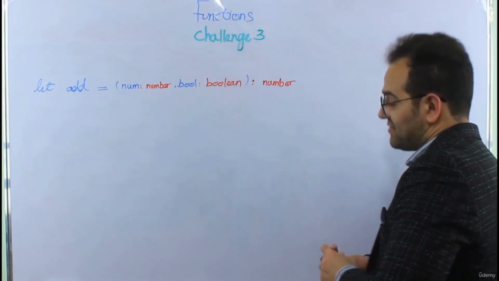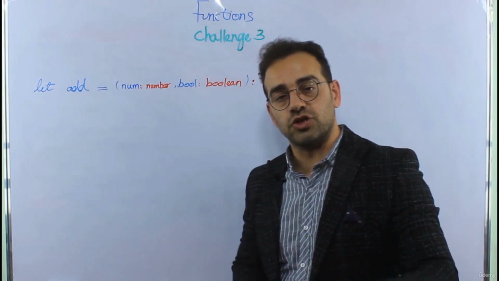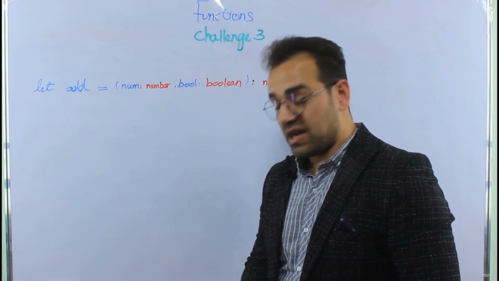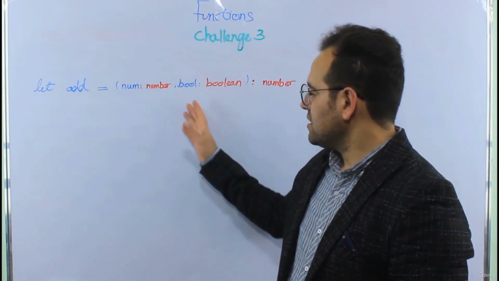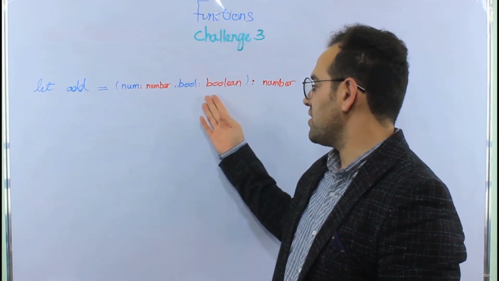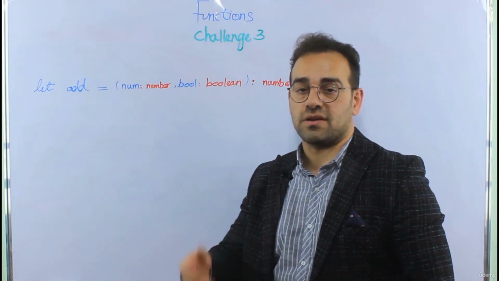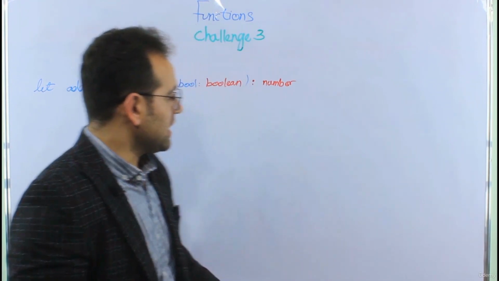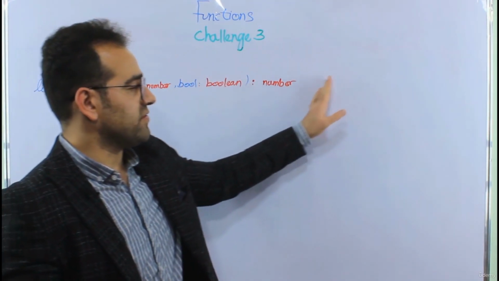Now, what do we want this function to do? We just want it to return the addition of a Boolean and a number. Now, the idea here is not to add a number and a Boolean. We can't do that. That is going to throw a compilation error. But the idea behind this challenge is how are we going to proceed further?